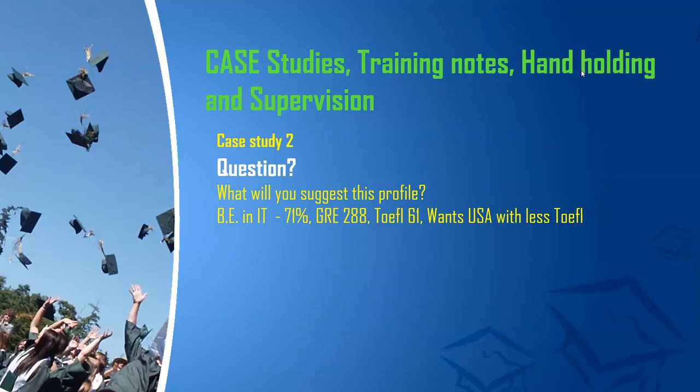So this is a fairly average student with 71% in IT. Finished his 4-year degree at 71%. GRE is 288. TOEFL is 61, but wants to go only to the US, nowhere else. But here you need to know the university names also, or some of the criteria. Is there a budget constraint? There's no budget constraint, sir. He cannot ask for a budget constraint.